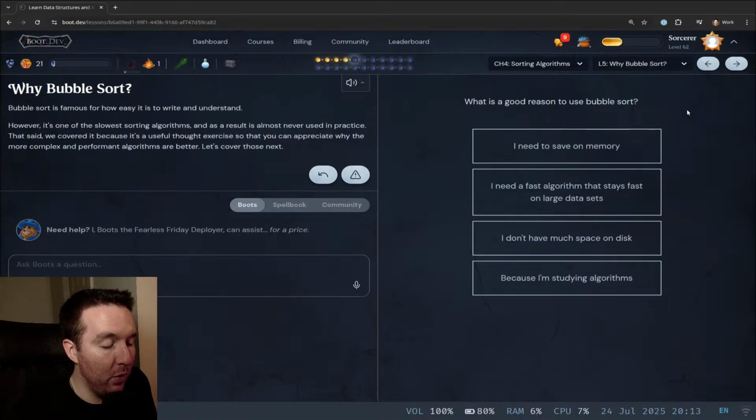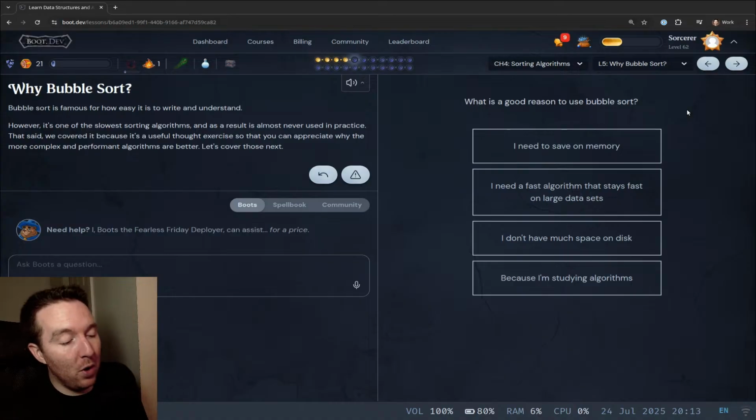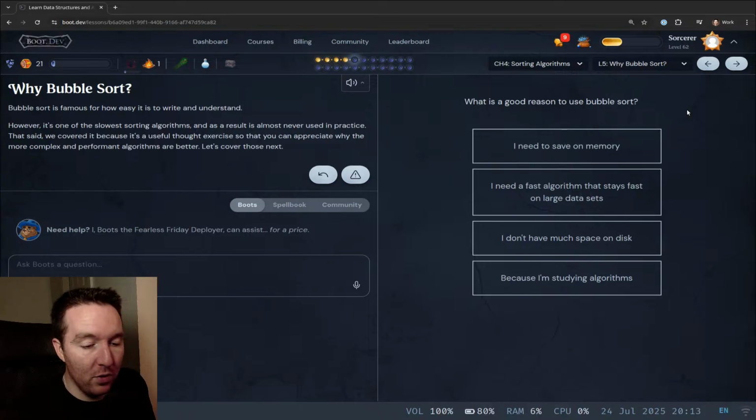So why bubble sort? Bubble sort is famous for how easy it is to write and understand. However, it's one of the slowest sorting algorithms, and as a result, it's almost never used in practice. That said, we covered it because it's a useful thought exercise so that you can appreciate why more complex and performant algorithms are better. Let's cover those next.